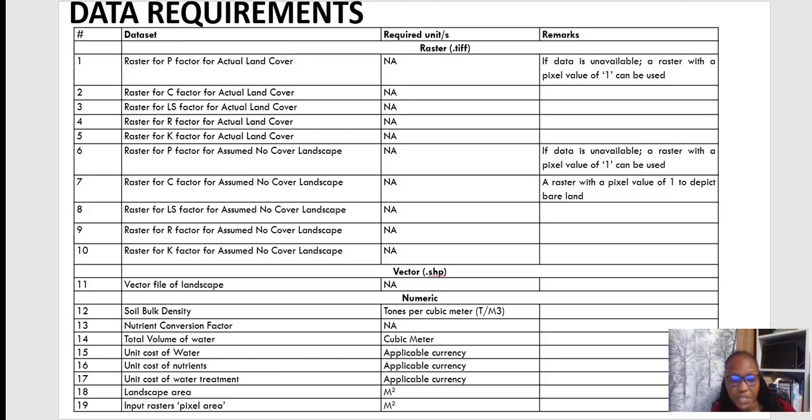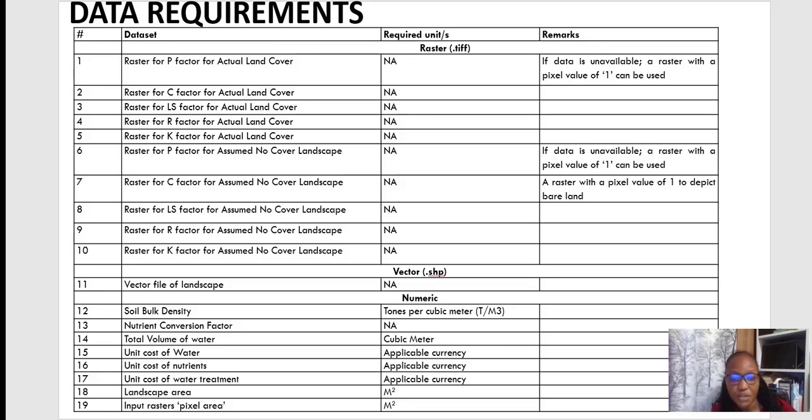Then we have the P, the C, the LS, the R, and the K factor, which are assumed as a no-cover landscape. If data is unavailable, a raster with a pixel value of 1 can be used for this particular P and C factor. The rest will have to be extracted from the particular landscape under no cover. Then you need the vector file of the landscape. It's required. You need to understand the soil bulk density in tons per cubic meter.